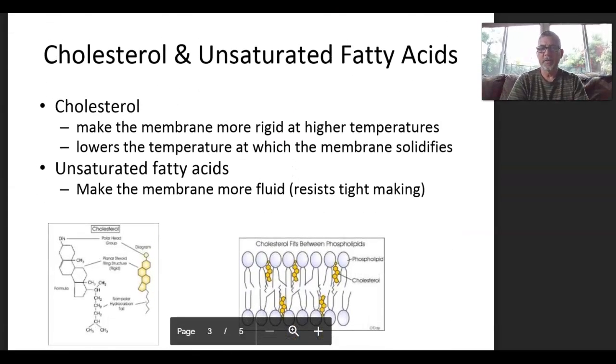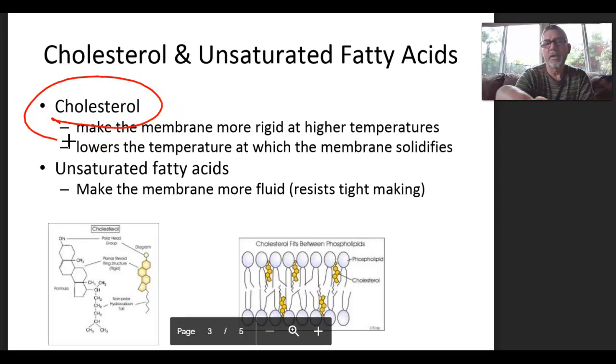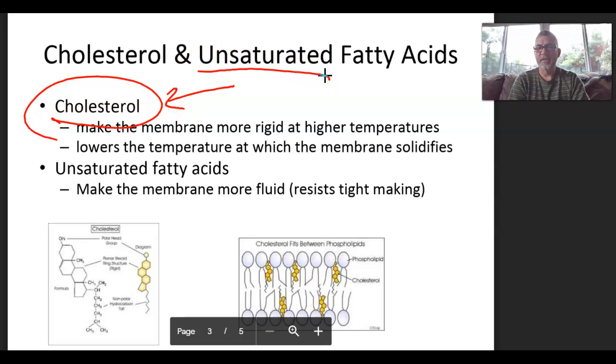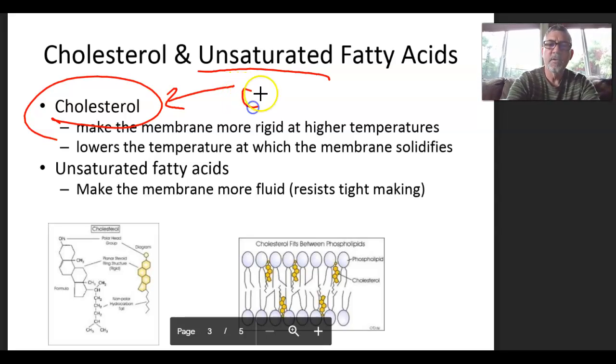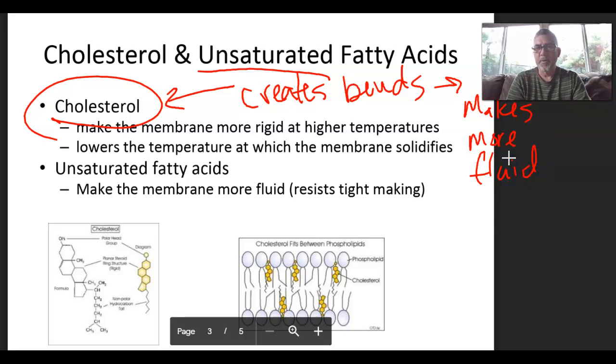Some important parts of it, cholesterol. Remember, we have cholesterol. Now, cholesterol, right, is an unsaturated fatty acid. So cholesterol creates bends. So this creates bends, and that bend makes it more fluid. So those bends make it more fluid, right?